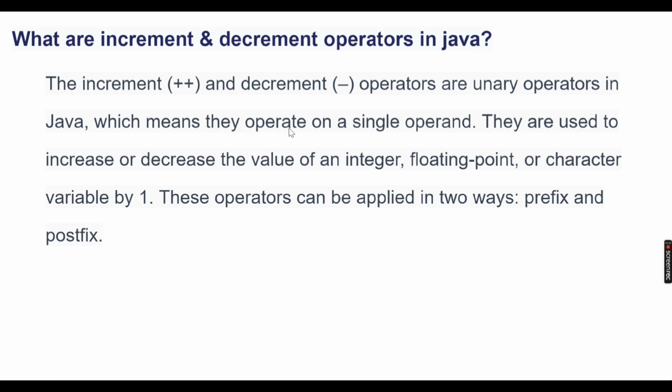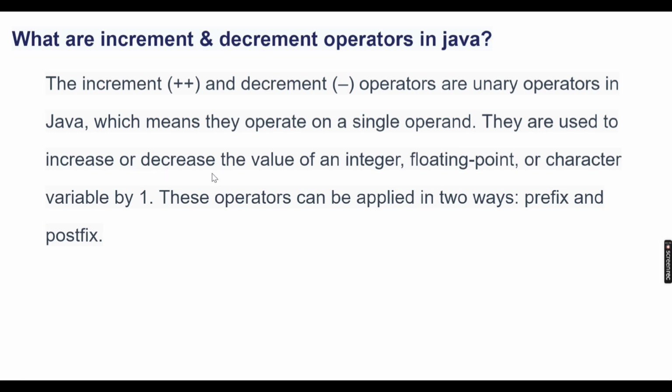It means they operate on a single operand. So they need only a single operand. Other operators like addition, multiplication, and division do not operate on a single operand. Operand basically means the values, right? So increment and decrement operators are unary operators. They need a single operand.